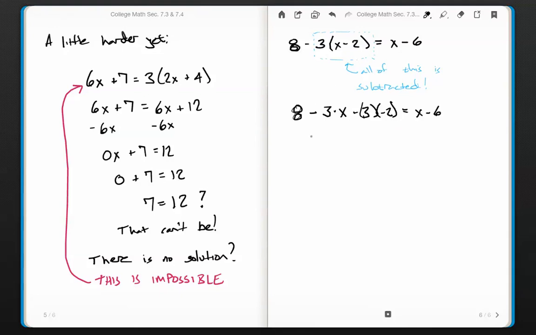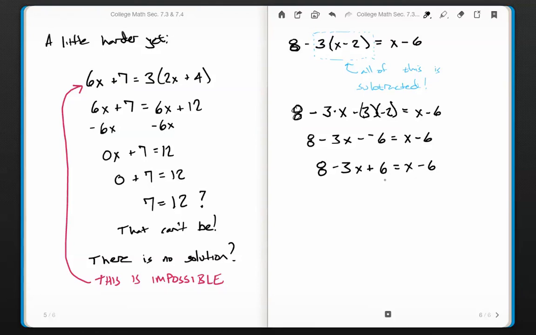So, let's try this. So then we know this is still 8. 8 minus 3x minus a negative 6 equals x minus 6. Whew, wow, what a mess. Well, I know that a minus, that is the same as a positive. So, 8 minus 3x, and then minus a negative 6 is the same as plus a 6 equals x minus 6.